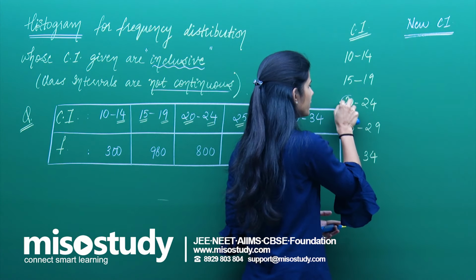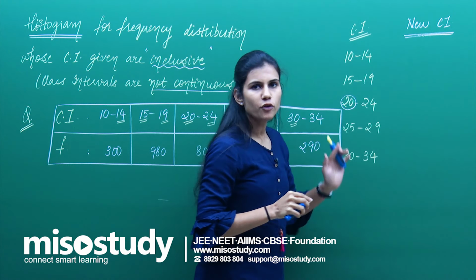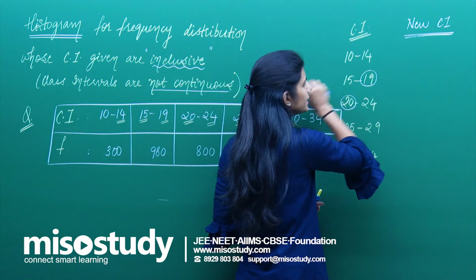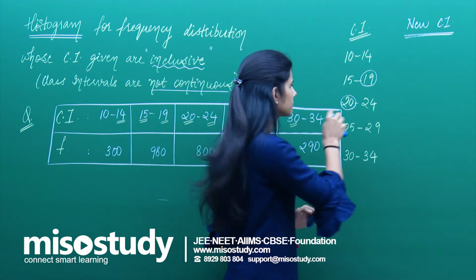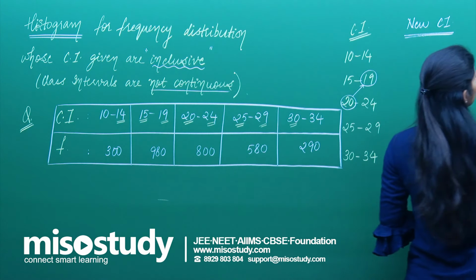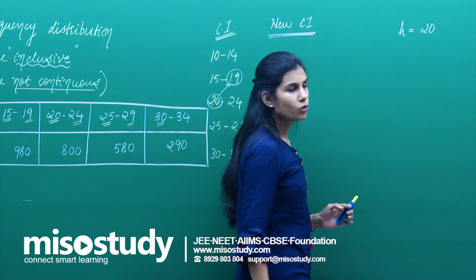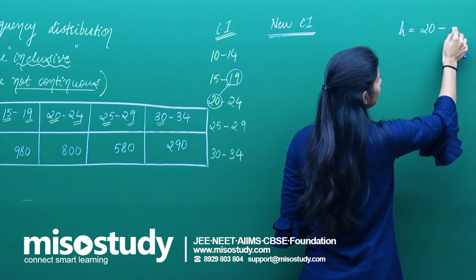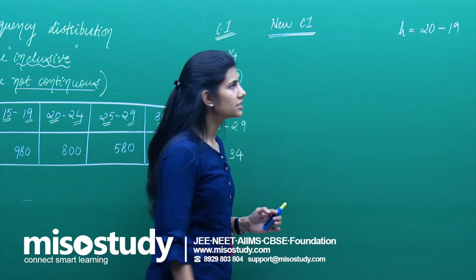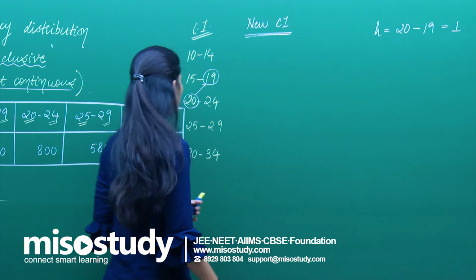So suppose I pick up 20. This is the lower limit of the 20 to 24 class interval, and I pick up the upper limit of the just preceding class interval, and this I subtract. The value that I try to find is h. h is the lower limit of one class interval minus the upper limit of the just previous class interval. So you will have this to be equal to 1. You can pick up the lower limit of any class interval.